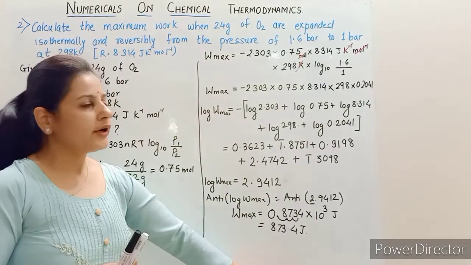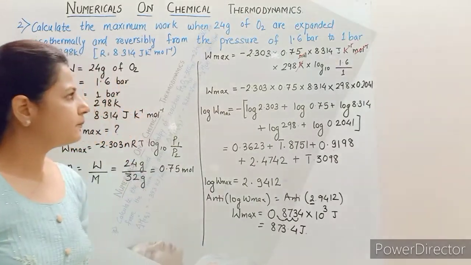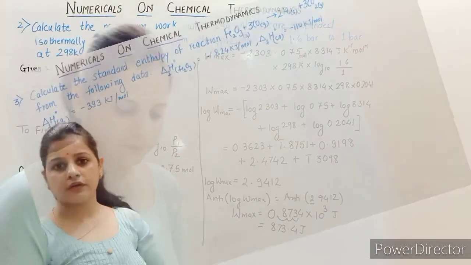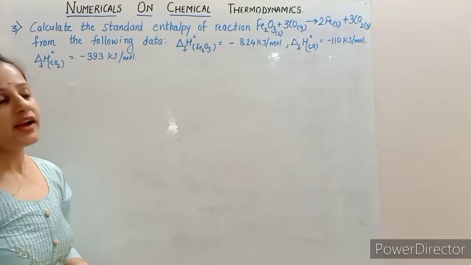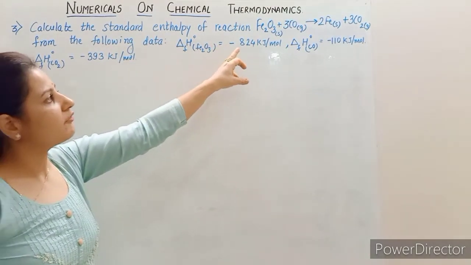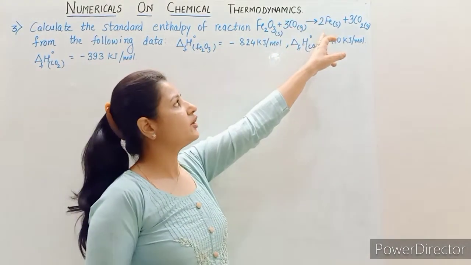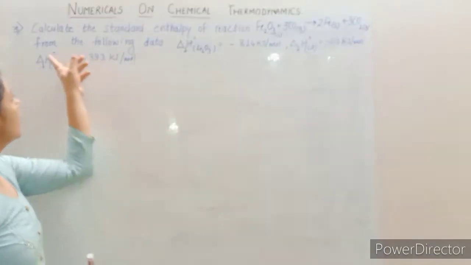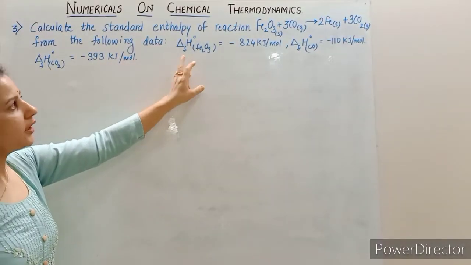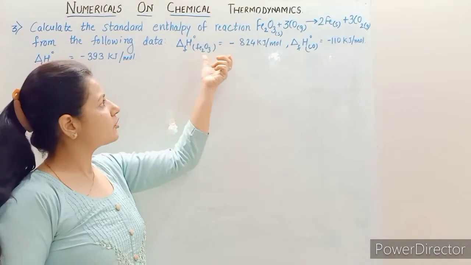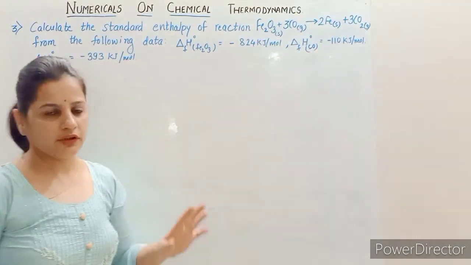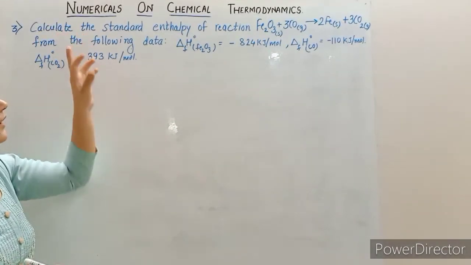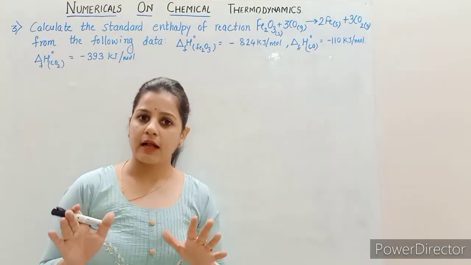Now let us move to the third type. So this is our third type. Calculate the standard enthalpy of the reaction Fe2O3 plus 3CO, giving 2Fe plus 3CO2, from the following data. The enthalpy of formation for all the species has been given here, and we are asked to calculate the standard enthalpy of reaction.